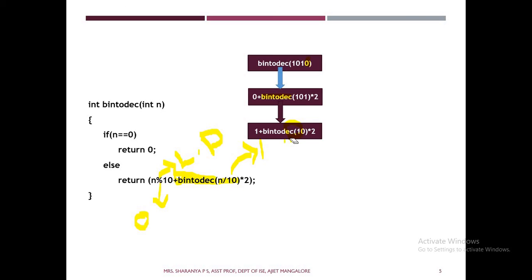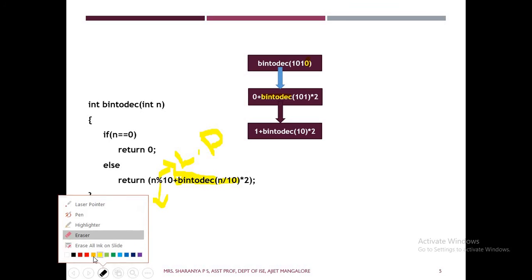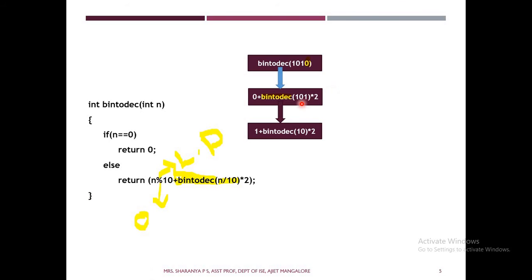And next comes to the else part and it executes the statement n mod 10. What is the value of n now? In this particular case it is 101. 101 mod 10 will obtain the value 1.